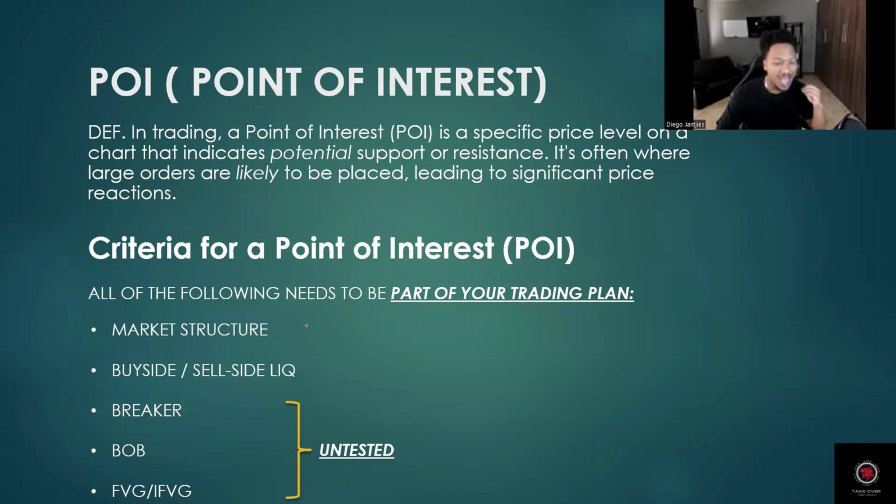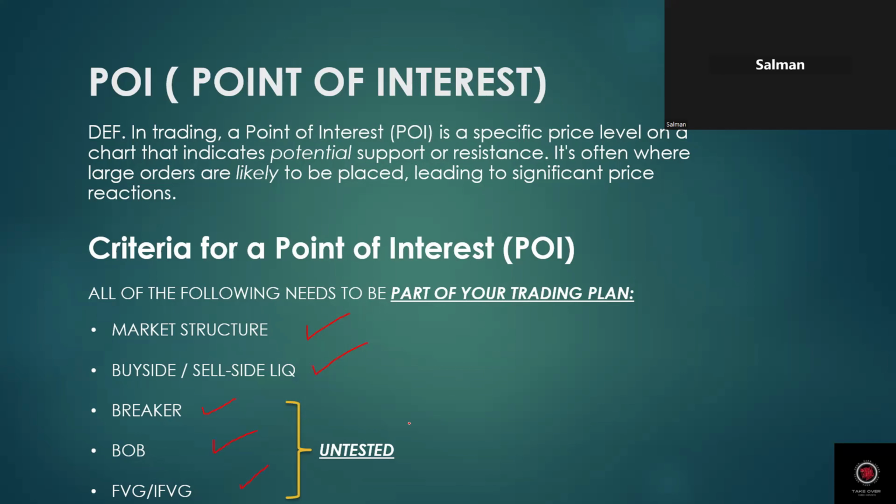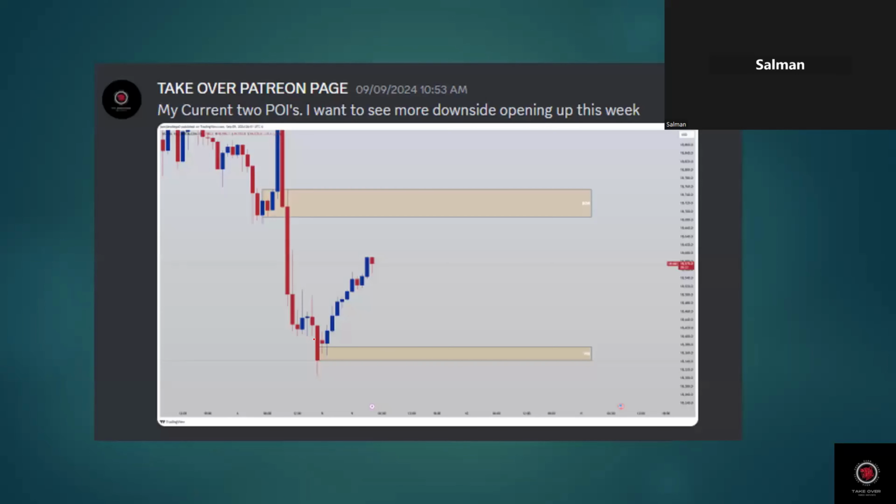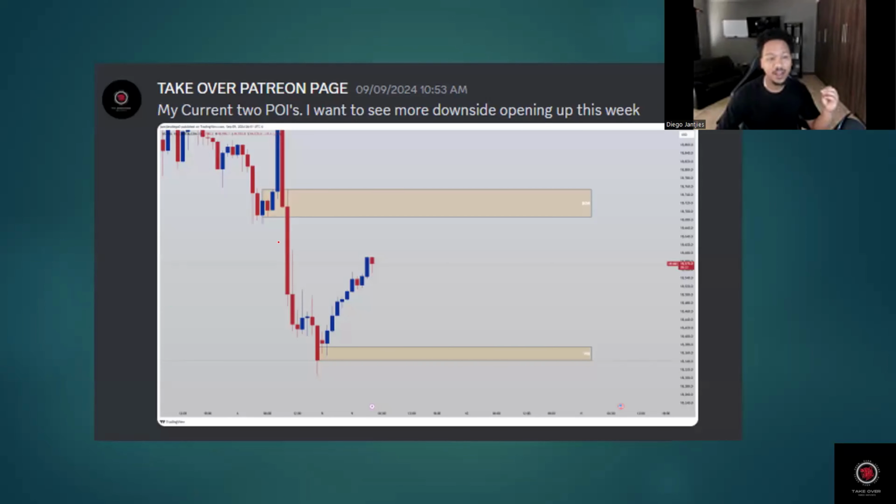Simply because I identified market structure. I looked at buy side and sell side liquidity. I looked at untested breakers, BOBs, or fair value gaps. That's it, that's all, right? You don't know. All you can do is simply be reactive with PA.